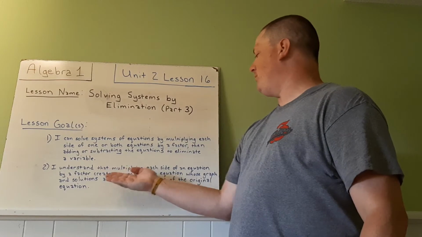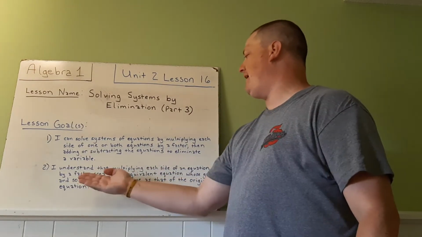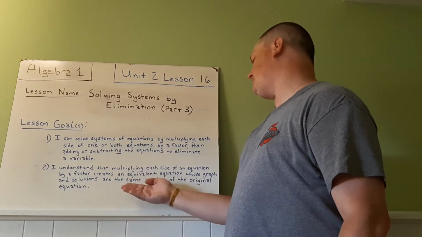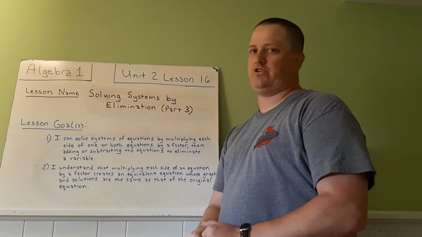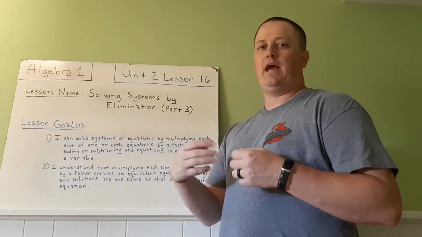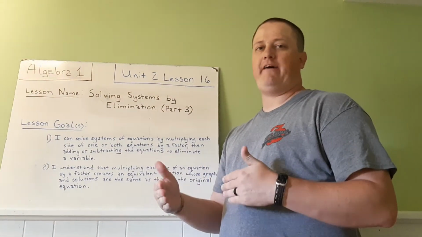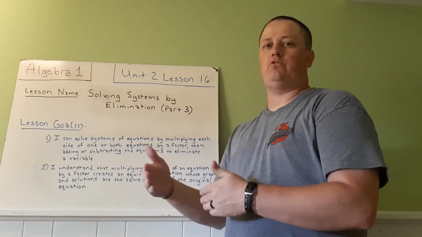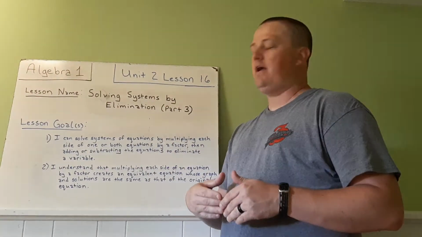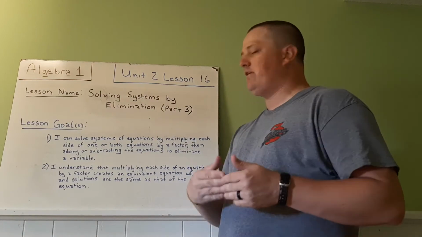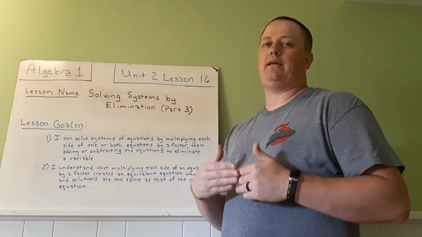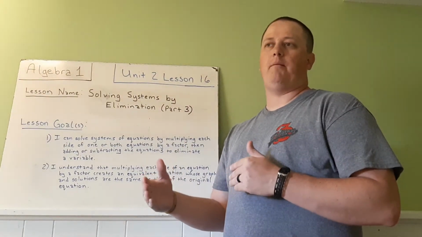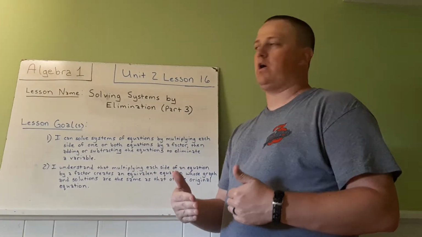I understand that multiplying each side of an equation by a factor creates an equivalent equation whose graph and solutions are the same as that of the original equation. If I take an equation and I multiply both sides of it by a factor, that equation stays the same, which then allows me to use elimination to get rid of a variable. So in doing this, I can use a modified equation or an equivalent equation to do the work.